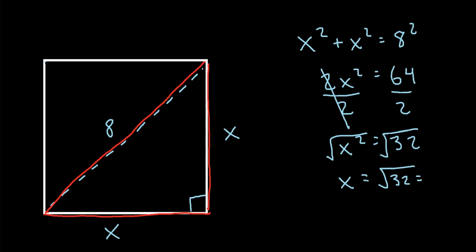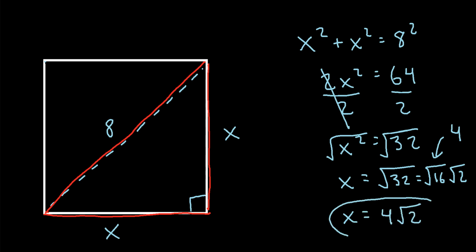Now, if we'd like, we could simplify this to the square root of 16 times the square root of 2, and you'll notice the square root of 16 is 4. So we could write our final answer as x is equal to 4 times the square root of 2. So that is the side length.